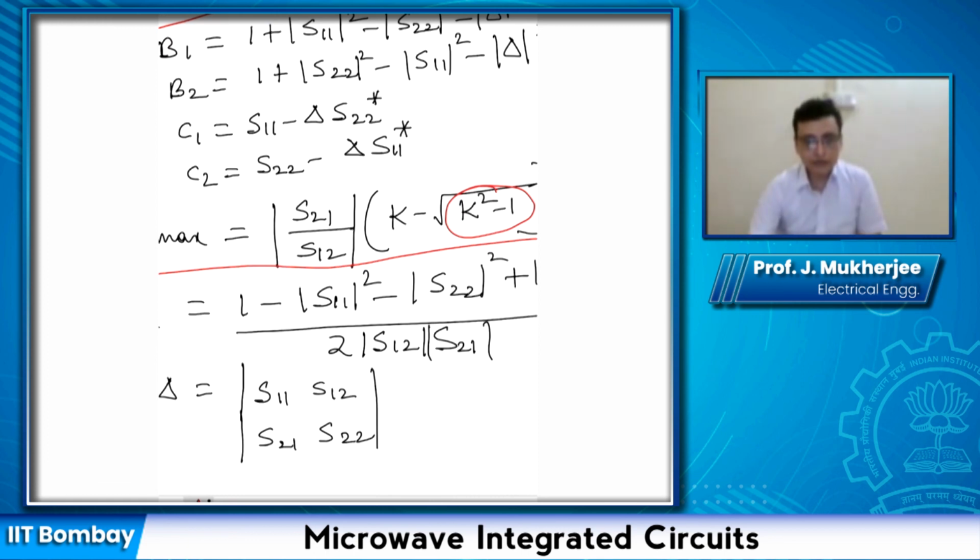Now for K greater than 1, recall the condition for stability: mod delta should be lesser than 1, k should be greater than 1. This represents the unconditional stability case. So when the system is unconditionally stable, we do have the definition of GT max, right? That means the maximum gain that can be obtained is finite, and therefore the system is stable.